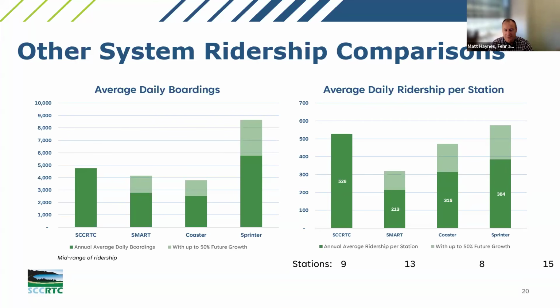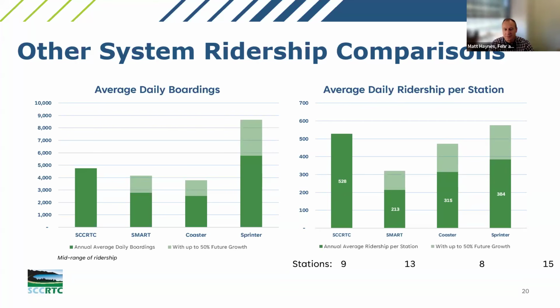Those systems, you can see in dark green, we're showing the current ridership levels compared to our midpoint of ridership for Santa Cruz. And we see a couple systems, SMART and the Coaster, being a little lower, Sprinter being a little bit higher, just looking at their existing ridership compared to our future ridership.